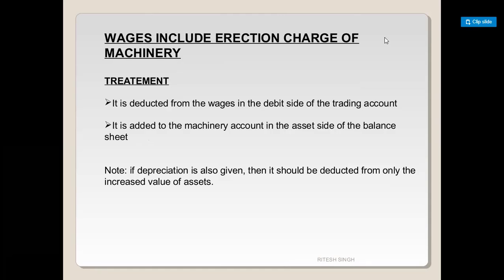If any depreciation is also given, then it should be deducted from the increased value of asset. That means at the time of calculating depreciation, the erection charges should be added to the value of machinery.